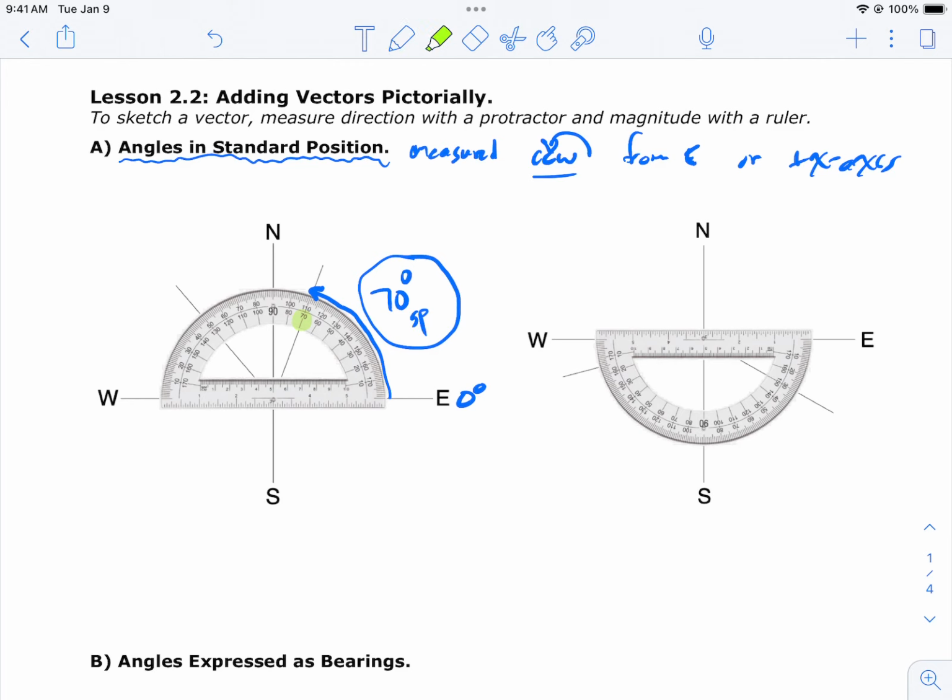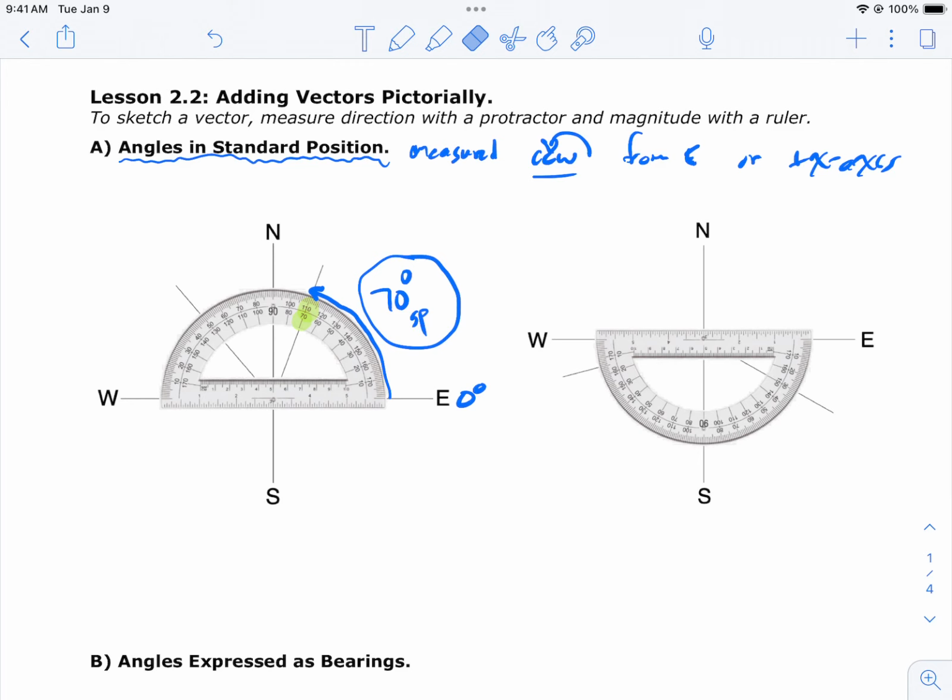Okay, if that's 70 degrees, what the heck is 110 all about? Well, you might notice that they're measuring kind of counting this way. 10, 20, 30, 40, 50, 60, 70, 80, 90, 100, 110. They're counting this way, which I guess some people might want to do, but not us. Not when we're measuring standard position.